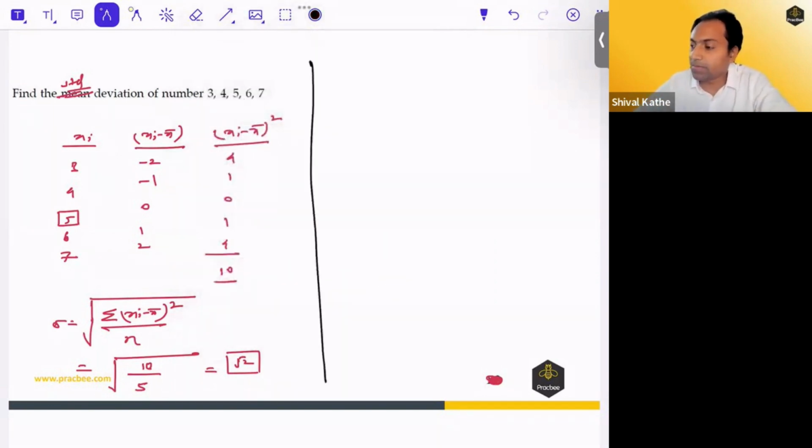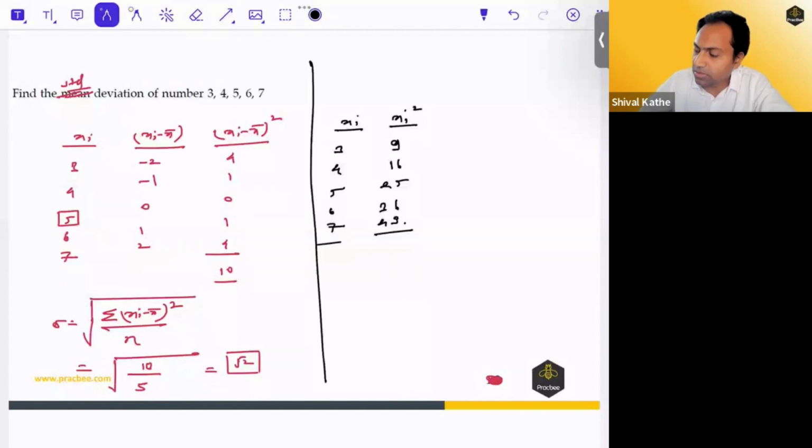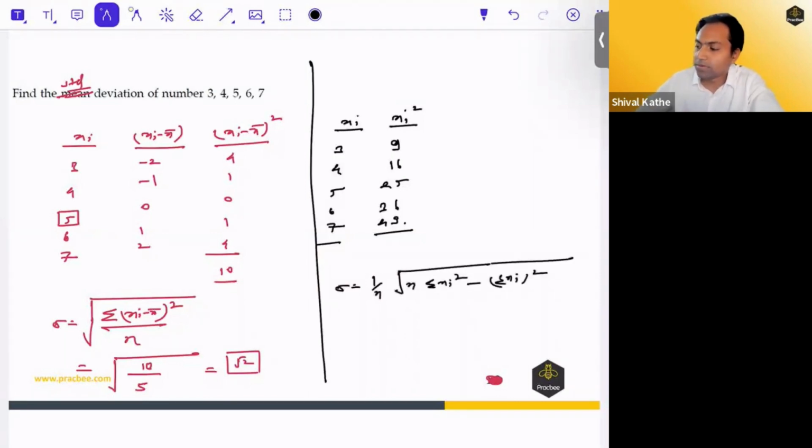Now if I use another method that I taught you, this is 3, 4, 5, 6, 7. The next method says that you square them. So you square them, this becomes 9, 16, 25, 36, 49. You take sum of this, you take sum of this. इससे ज़्यादा कुछ करना ही नहीं, because the formula says that your sigma is nothing but 1/n root of n times summation of xi square minus summation of xi whole square. Now if you sum this, the first one, this is 50, and 50 plus 49 is 99. 99 plus 36 is 135. So this is 135. Please try again.